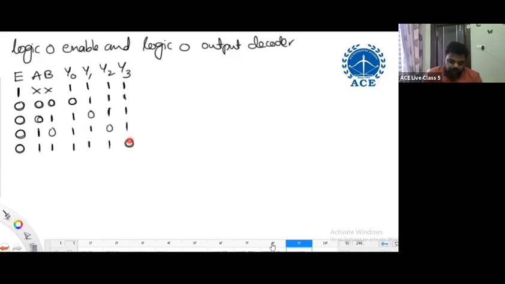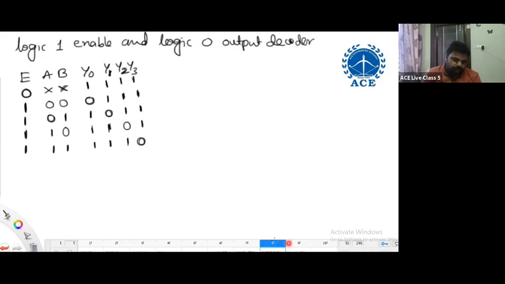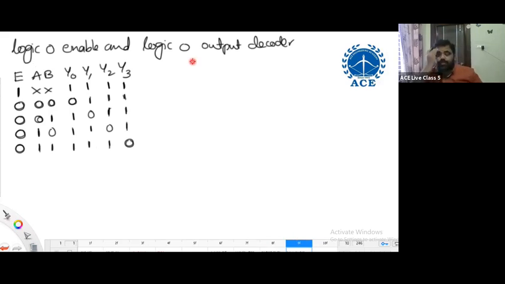Complete these representations and implementations for these two. One is logic 1 enable, logic 0 output decoder. The fourth one is logic 0 enable, logic 0 output decoder. Please complete these representations and implementations, everyone.